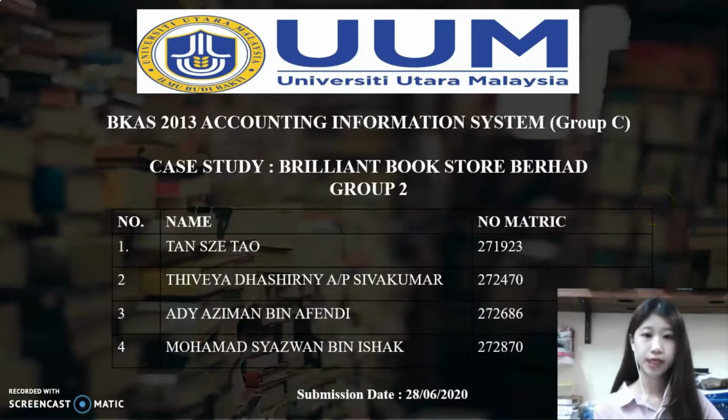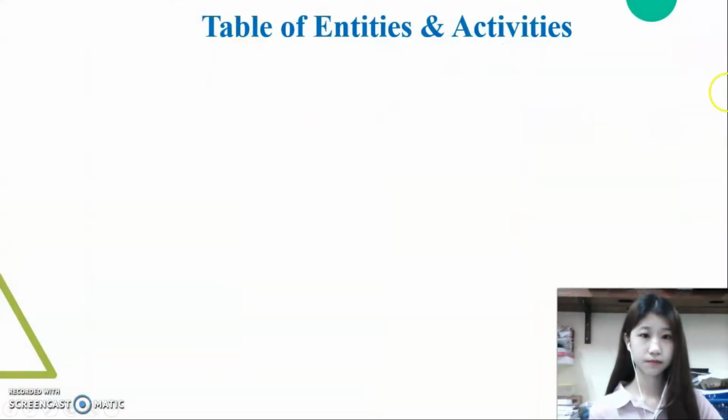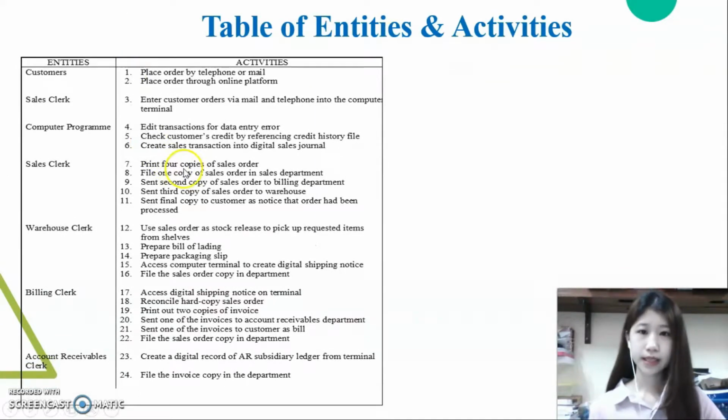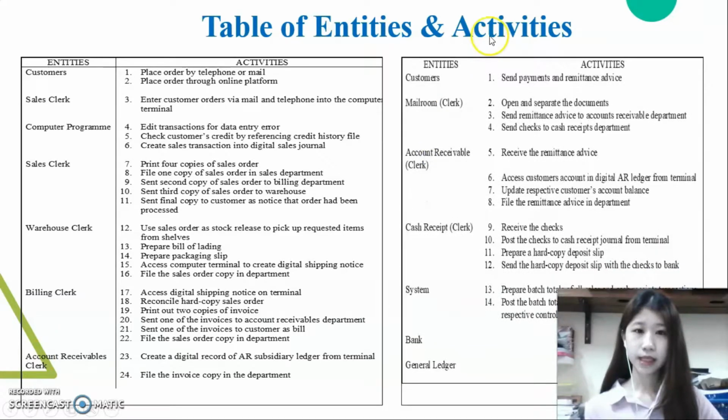Today, we would like to present about the Brilliant Bookstore Warehouse case study. This table shows the entity and activity of the sales order system by the Brilliant Bookstore Warehouse. The entities involved are customer, sales clerk, computer program, warehouse clerk, billing clerk, and account receivable clerk. This table shows the entity and activity of the cash receipt procedure of Brilliant Bookstore Warehouse. The entities involved are customer, mailroom clerk, account receivable clerk, cash receipt clerk, system, bank, and general ledger.